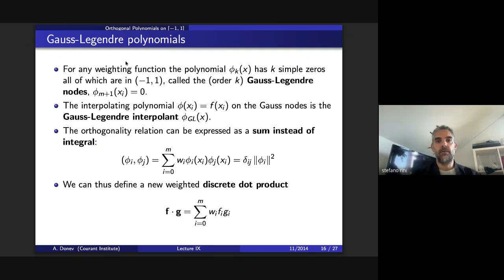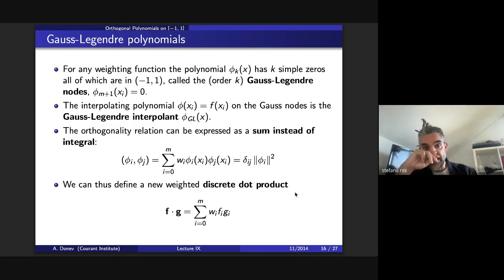For any polynomial phi k, which has k simple zeros, simple in the sense that they do not repeat, in the interval -1 to +1, they're called the k-order Gauss-Legendre nodes, the nodes at which this Legendre polynomial is zero. Then the interpolating polynomial phi of x_i is equal to phi of x_i on the Gauss nodes. So the Gauss nodes are the ones at which the Legendre polynomial is zero. It's called the phi GL of x.